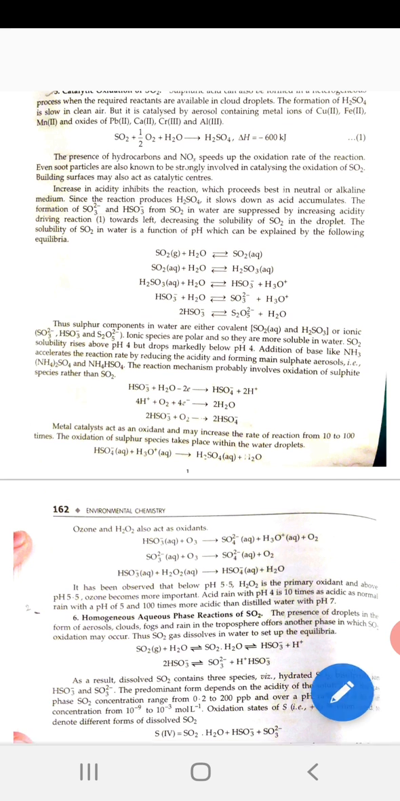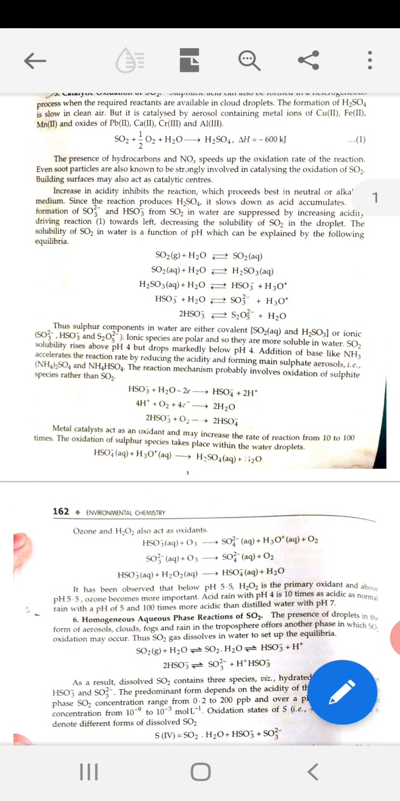The solubility of sulfur dioxide in water is a function of pH, which can be explained by the following equilibria. First, sulfur dioxide reacts with water to form aqueous sulfur dioxide. This is a reversible reaction. Aqueous sulfur dioxide again reacts with water to form aqueous H2SO3. H2SO3 reacts with water to form HSO3- and hydronium ion H3O+. Now HSO3- combines with water to form SO3 2- and H3O+.